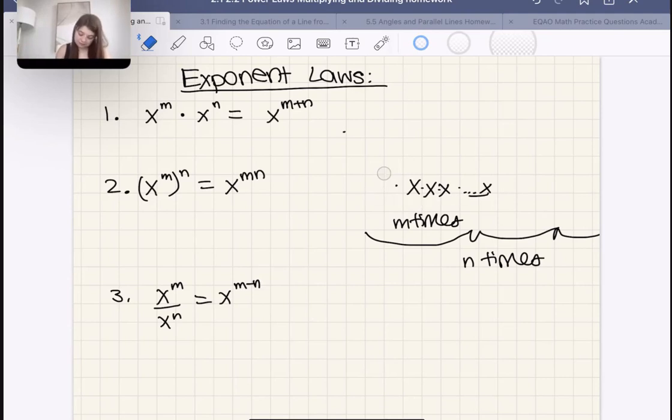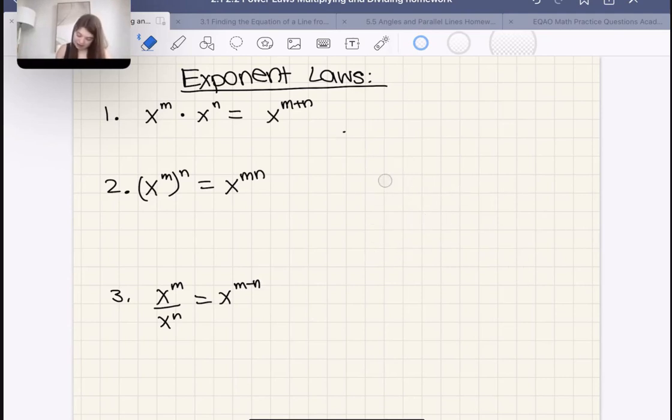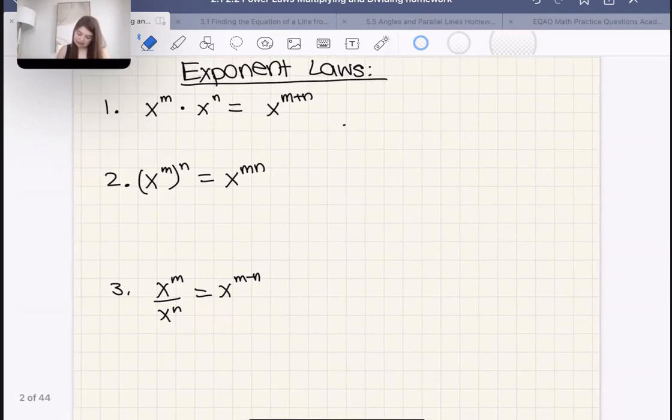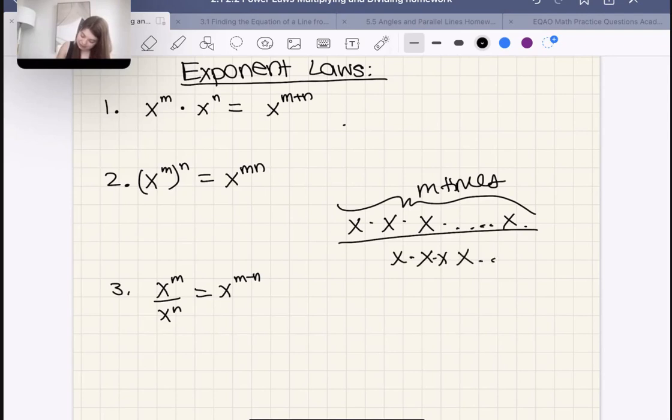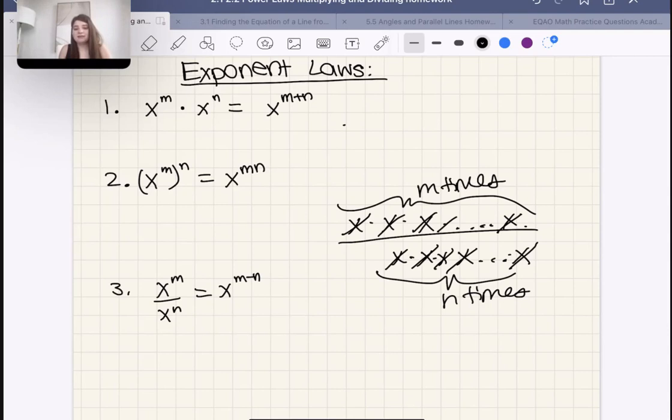Very good. Then we have x to the m over x to the n is x to the m minus n. And let's talk about why that is. Let's say on the top we have x times x times x, and so on, m times. And then here we have x times x times x, and so on. We have this n times. Well, we can cancel these out.